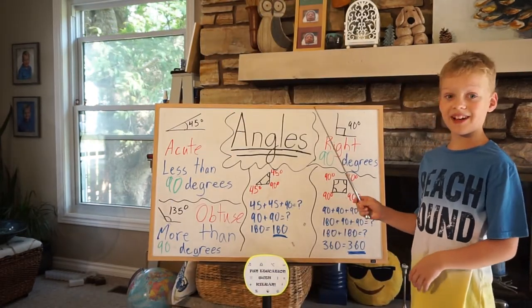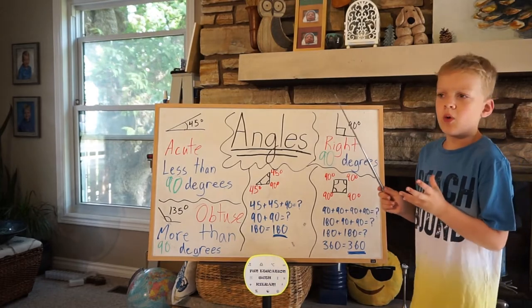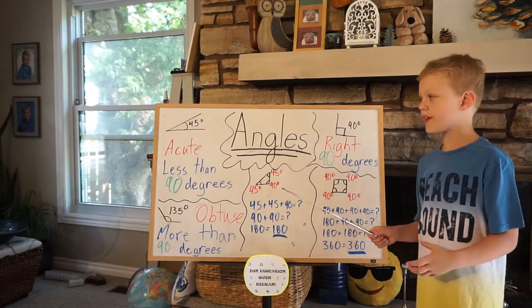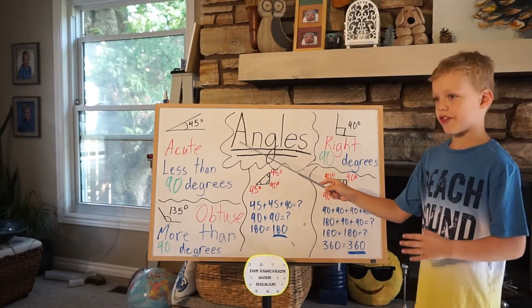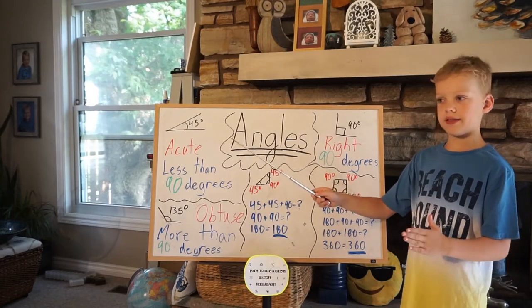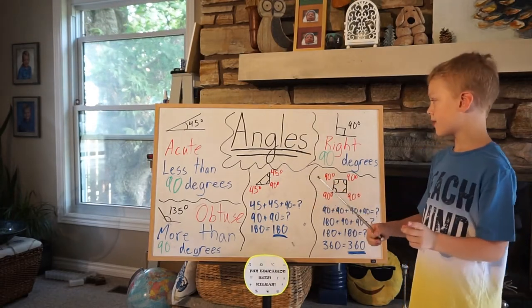So today we're talking about angles. First, we need to know what types of angles there are. There's acute, which are angles that are less than 90 degrees, which we'll talk about in a sec.